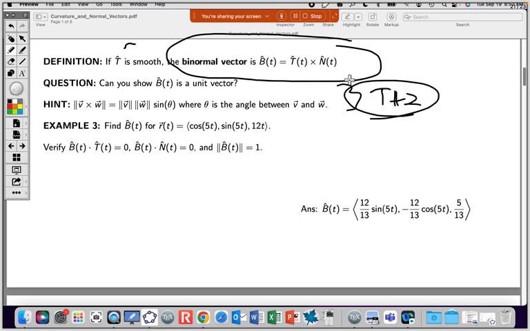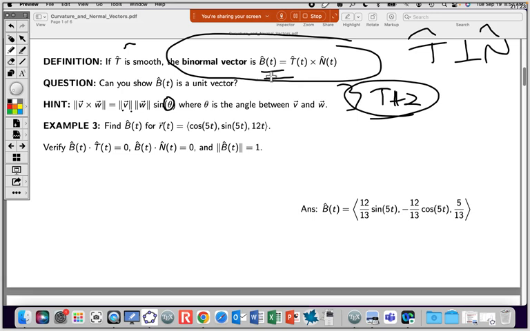If you take 2 unit vectors that are orthogonal and take their cross product, you get a third vector. Since this vector is the cross product, it's orthogonal to each of them. And when we go to find the magnitude, the magnitude of t hat is 1. The magnitude of n hat is 1. And since t hat and n hat are orthogonal, the angle between them is 90 degrees. So that's how you show that b hat is a unit vector.